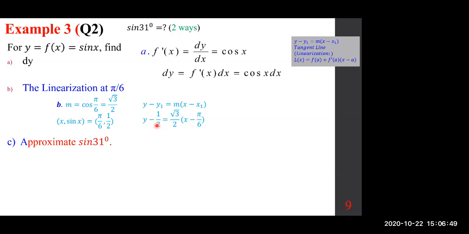So you distribute the square root of 3/2, you get square root of 3/2 x, you multiply it by this one, you get square root of 3 pi minus that, over 12, and negative 1/2 moves to the other side as positive 1/2, okay, class? So the y, or f of x, in this case L of x, I should say, because it's a linearization, class, so change this to L of x.